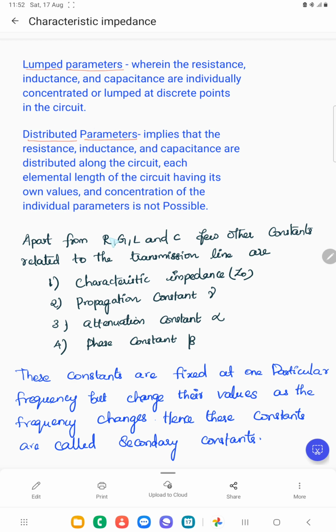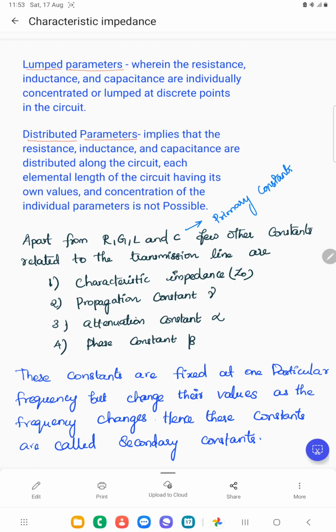So the first thing: resistance, conductance, inductance and capacitance, these four are called primary constants of the transmission line, right? Apart from these R, G, L and C, some other constants are there in a transmission line: characteristic impedance, propagation constant, attenuation constant and phase constant. These four are called secondary constants.